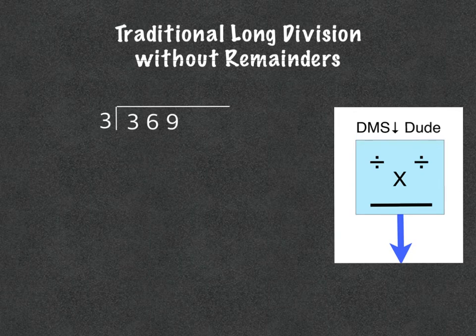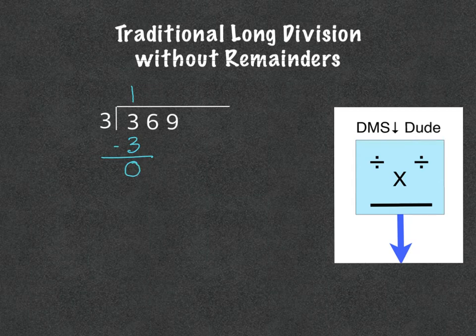So we're going to divide and think, okay, how many times does 3 go into 3? So it goes in 1 time. So I'm going to put my 1 up here. So that's my divide step. Then I'm going to multiply. So you're going to say, what is 1 times 3? So 1 times 3 is 3. My next step is to subtract. 3 minus 3 is 0.